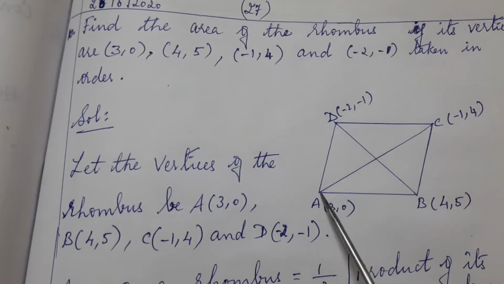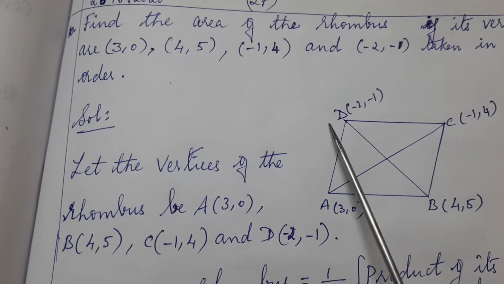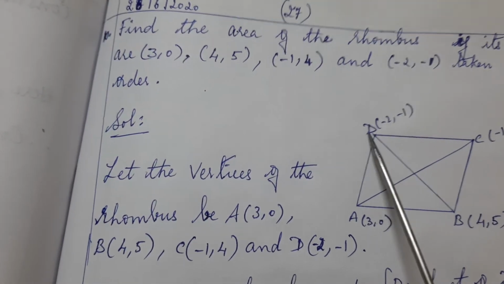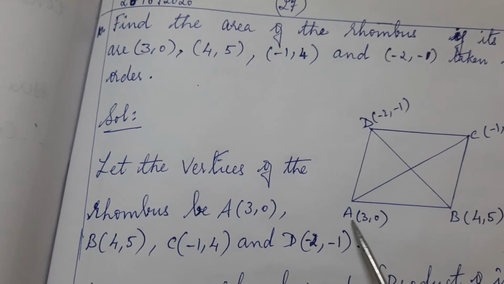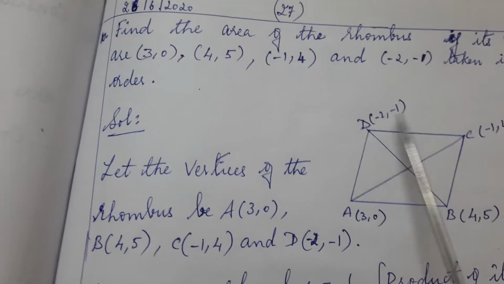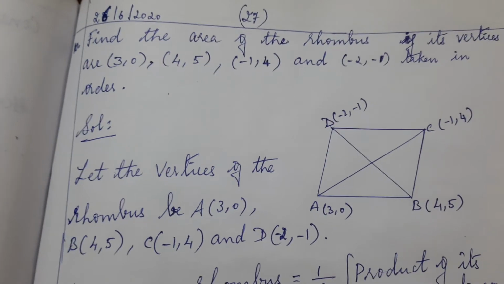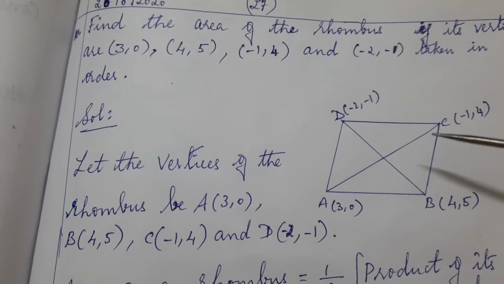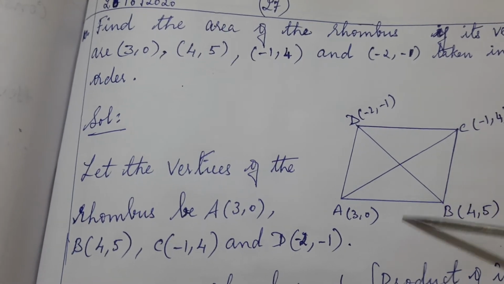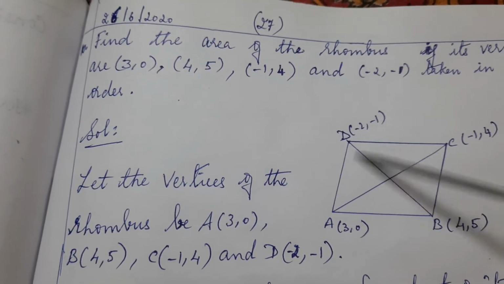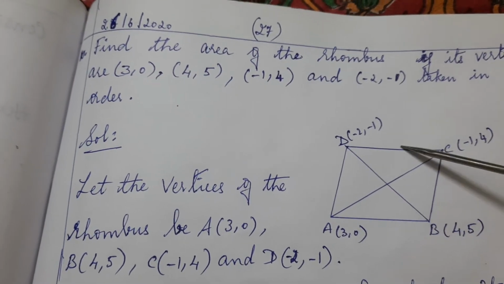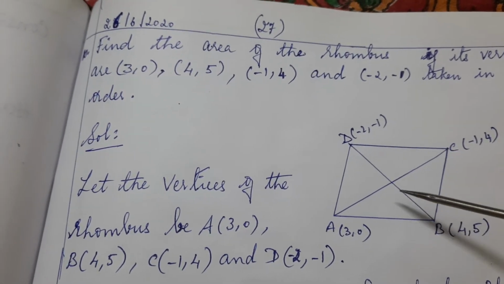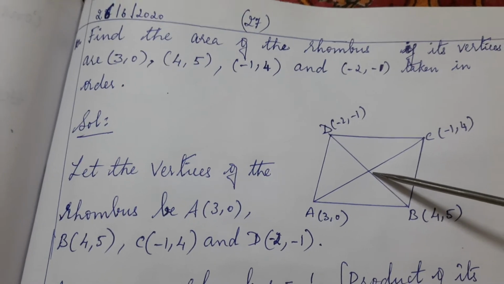We cannot take A here, then B here, then C here and D here. No, that is not in order. If you are taking in order, it should be A, B, C, D in an order. Now, here you know the properties of a rhombus. I have told you before when we did the problems, all sides are equal in a rhombus, opposite sides are equal and parallel. Diagonals are not equal, but they bisect at right angles.